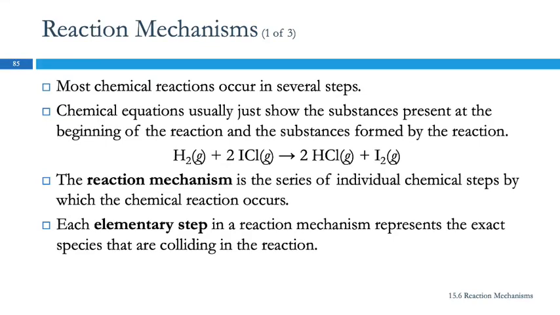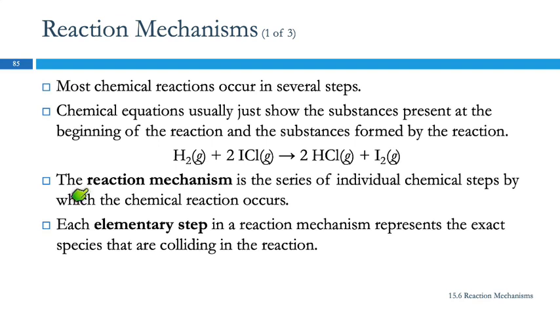Last week in lecture, we watched a video that gave us a little preview of reaction mechanisms. Most reactions occur in several steps. It's not just one thing that's happening, there's a series of steps. When we look at a chemical equation like this one, we just see the substances that are present at the beginning of the reaction and the substances that are present at the end of the reaction, the reactants and the products. But there can actually be some intermediate structures or compounds that are present.